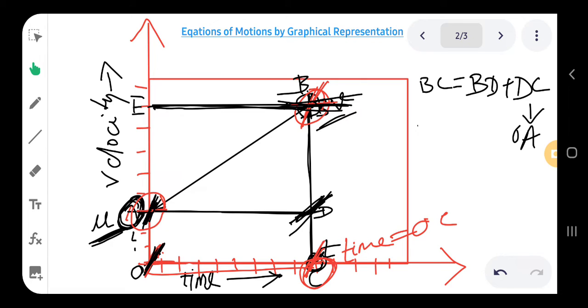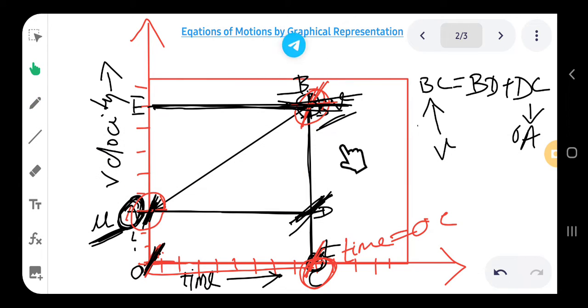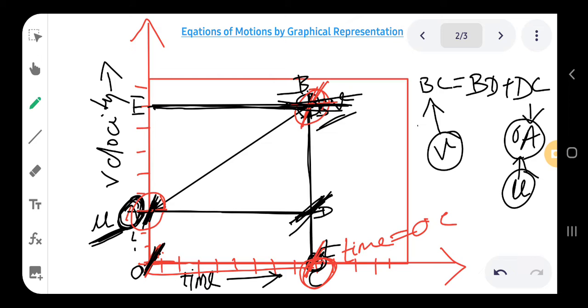Can I write BC as V? BC means from this to this. Yes, I told you already, BC is our final velocity, that is V. And OA is our initial velocity, which is U. So BC is V, DC is U.